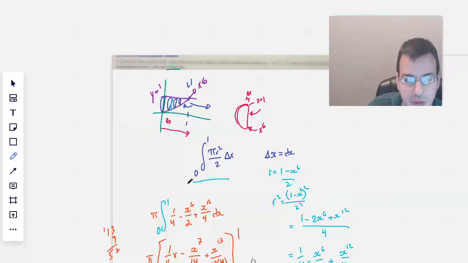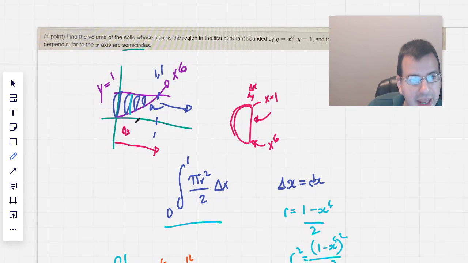So let's look back real quick, see what we did here. We had a shape here, and normally they say rotate it about something, which gives you a circle, but they said nope, these are specifically semicircles. So we evaluated the area of each semicircle with a little dx width to it, and that little width gave it a volume. And then we integrated from our starting point 0 to 1.